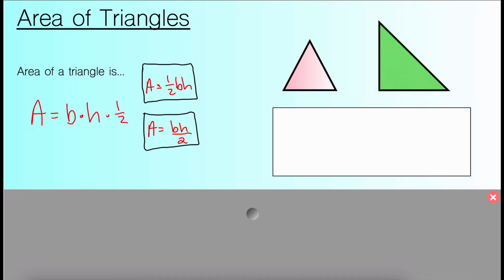Now, really quickly, where does that formula come from? Like, why the heck are we doing b times h times 1/2 or dividing by 2? Similar to parallelograms, the formulas all come from other shapes, or you can connect them back to other shapes. So let's take a rectangle, or this kind of looks like a square, but how do I find the area of a rectangle or a square? I do length times width.